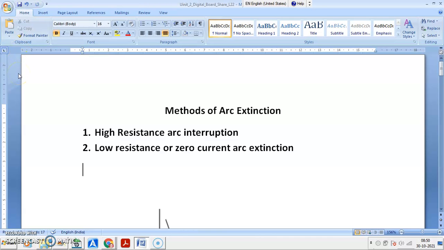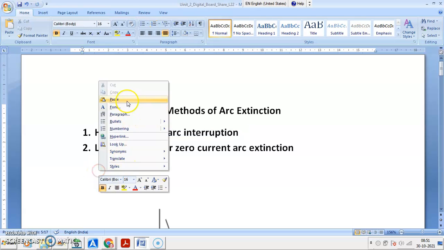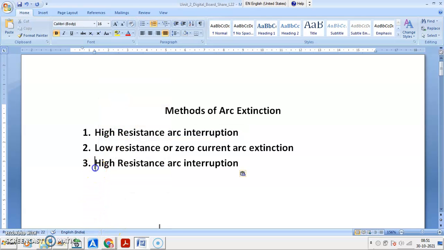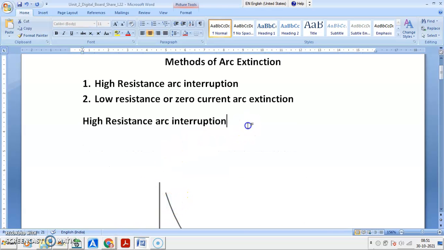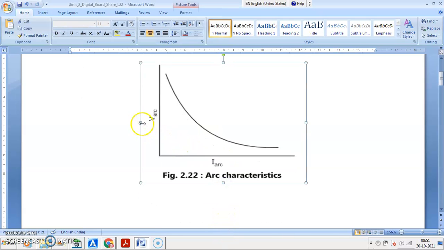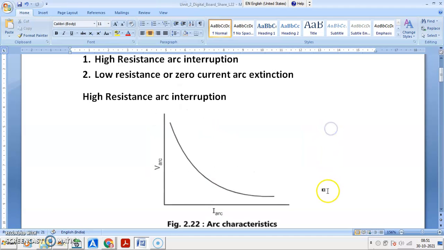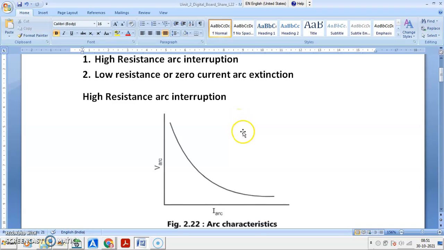So what is high resistance arc interruption? Here you are having the arc characteristics. You can see the figure. It is visible to you. Yes, sir. So, high resistance arc interruption.